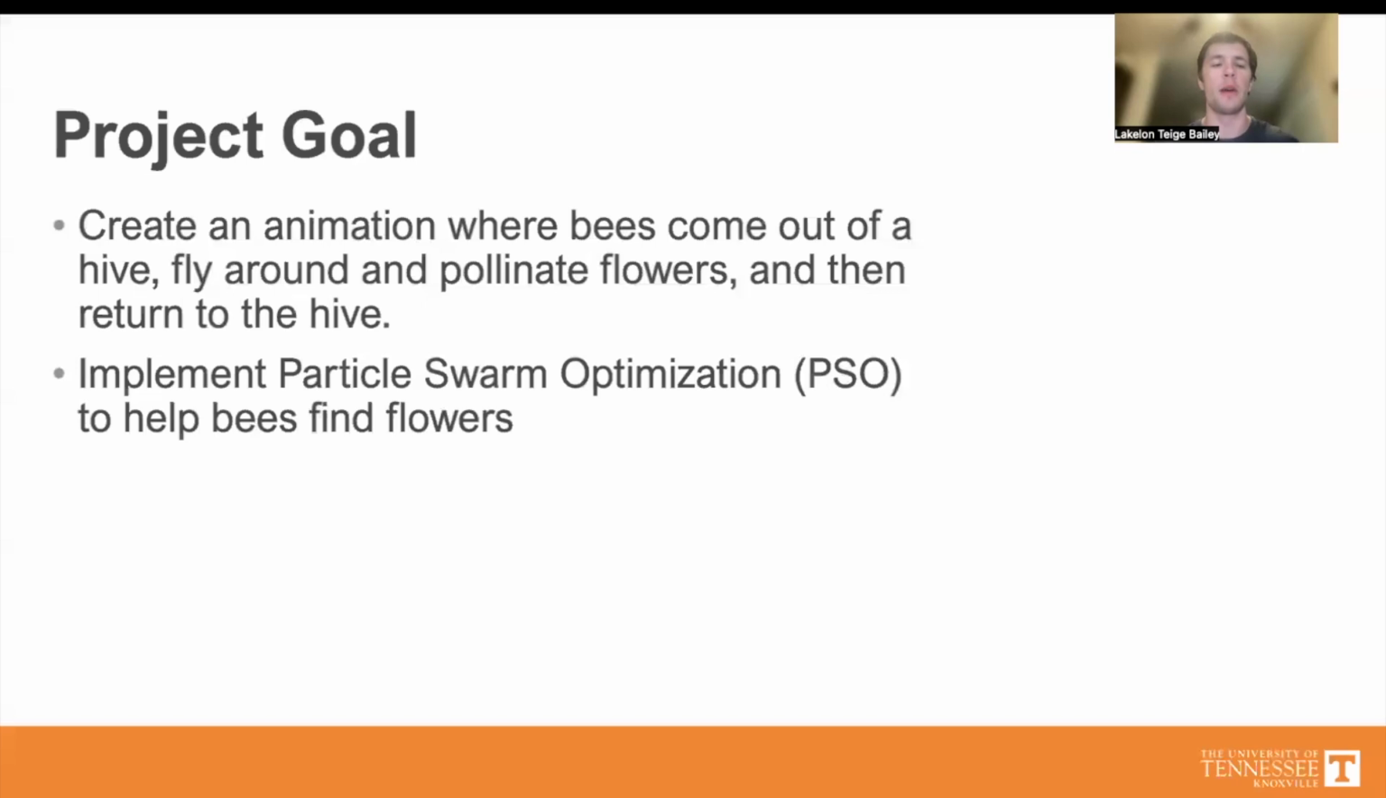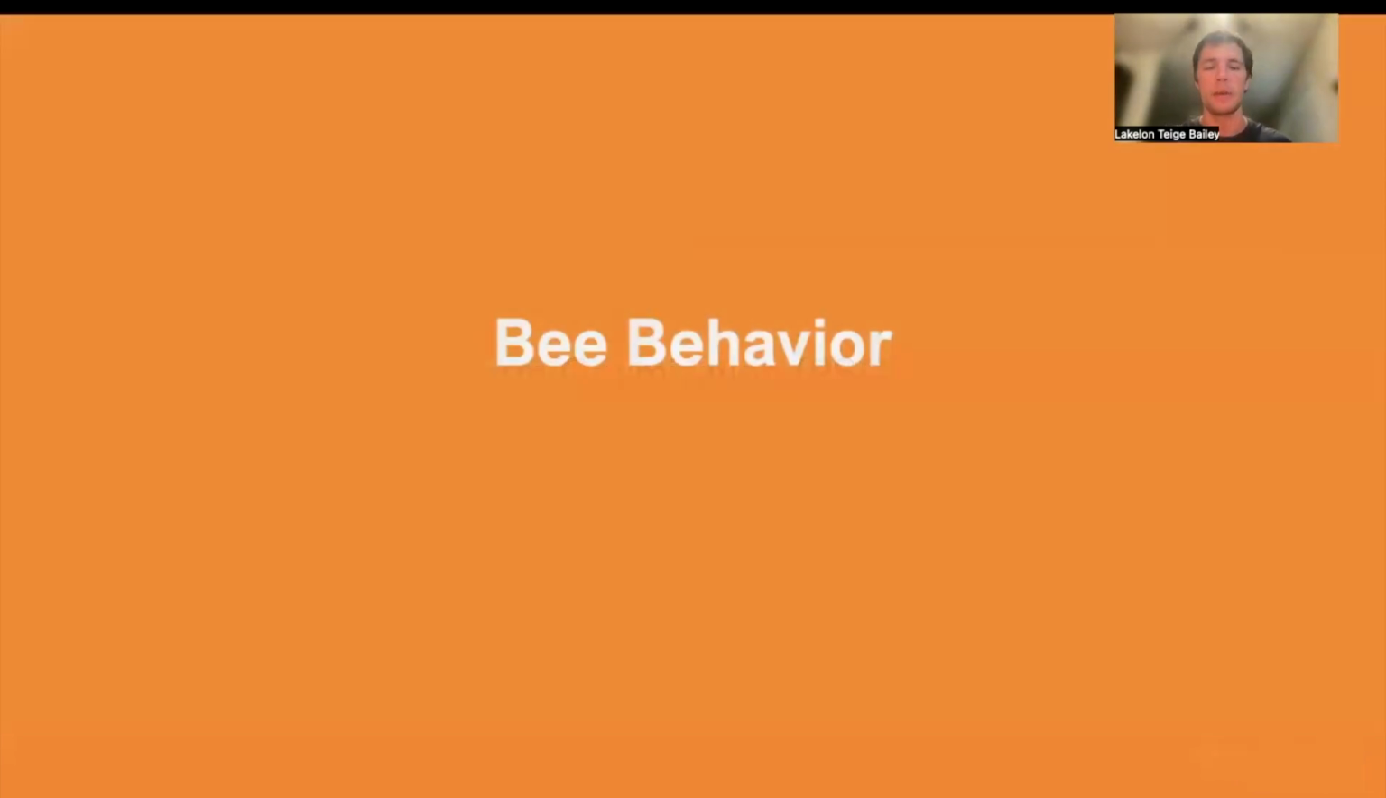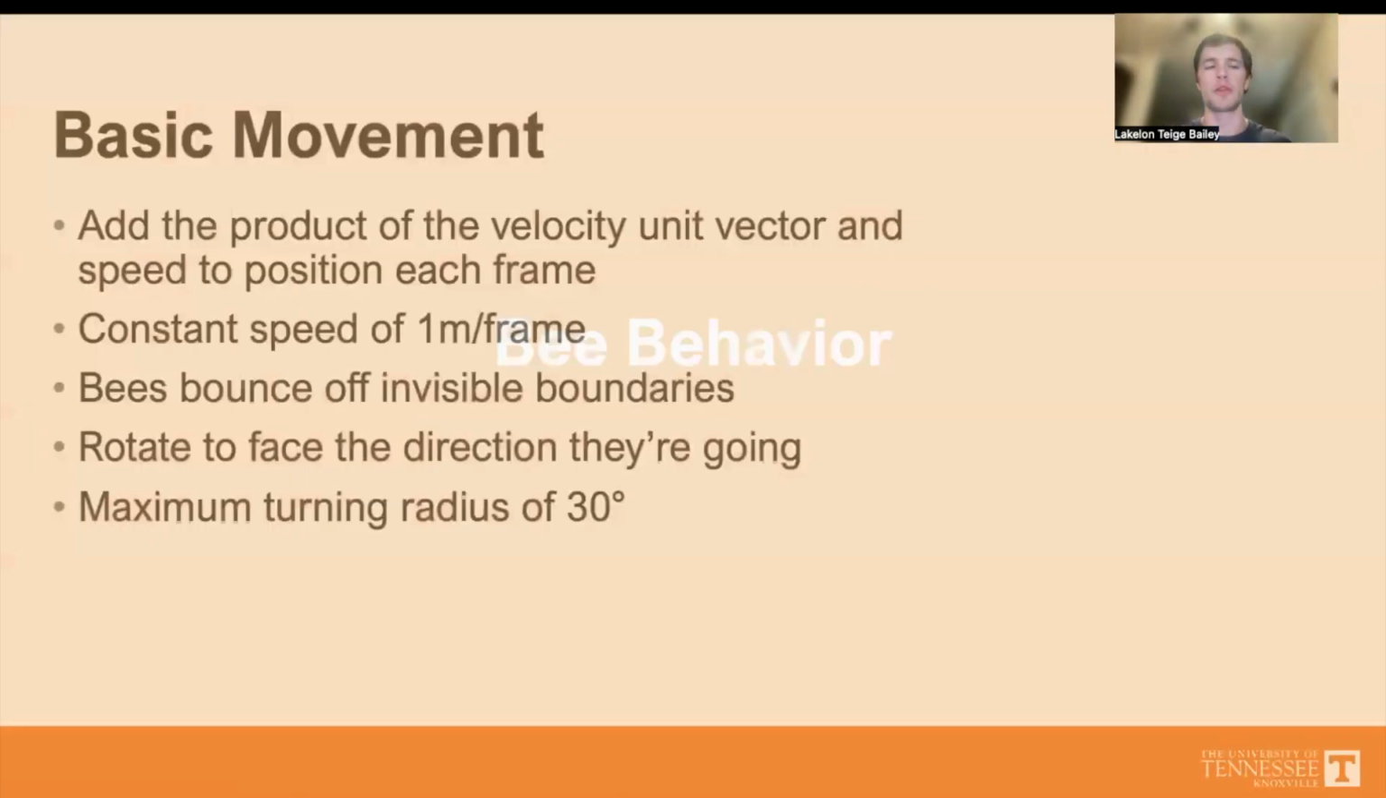So, for my goal, I wanted to create an animation in Blender where bees come out of a hive and then they fly around and pollinate flowers and then return to that hive. And I wanted to give the bees the intelligence to do this using particle swarm optimization, and I'll get to that in a second. So, in terms of the bee behavior, we'll start with basic movement.